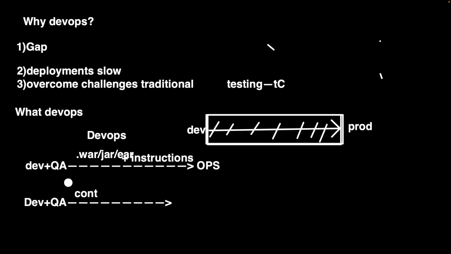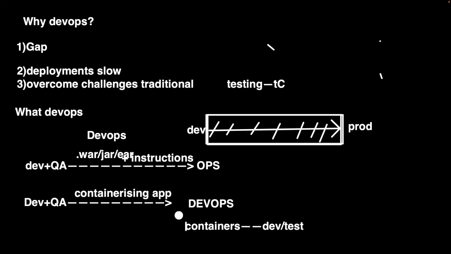They are now containerizing their application, their Java app, and then sharing it with the DevOps team. If they share the containerized app, the DevOps team need not struggle about which version of Java will work and so on. They'll just run this container. It will work seamlessly on any environment, be it dev, test, or prod.